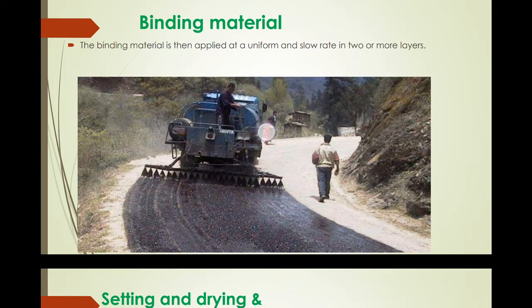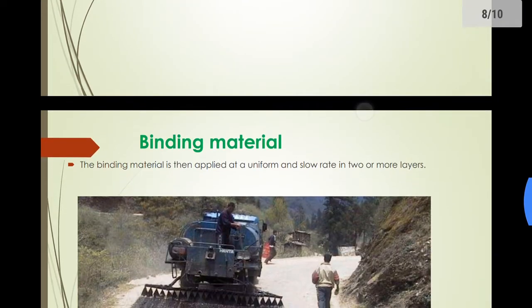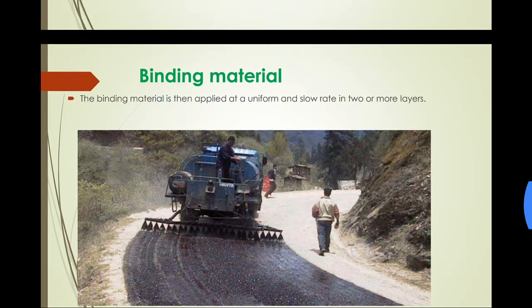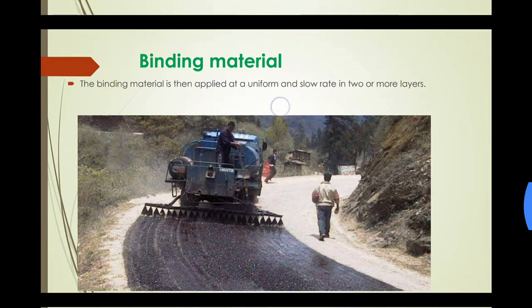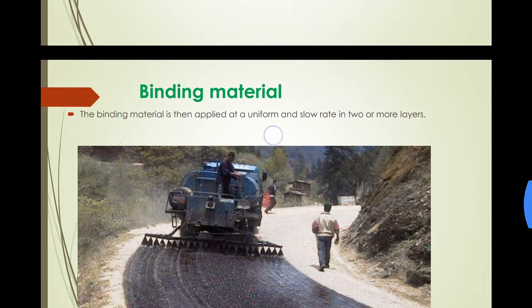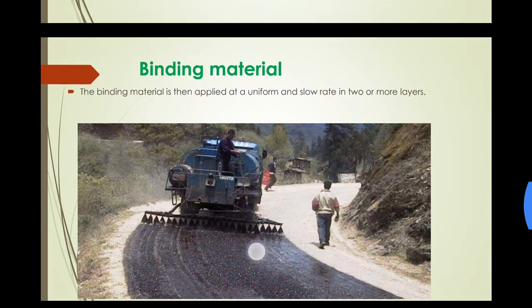The next step is application of binding material. Now actually the WBM course is ready up to this point, but in case you need to allow traffic on the WBM surface itself, if the traffic is low on the roads and a WBM road is sufficient for traffic, in that case on this surface itself you apply the binding material, which could be low viscosity bitumen. The binding material is then applied at a uniform and slow rate in 2 or more layers. So on top of this layer you apply the bitumen.